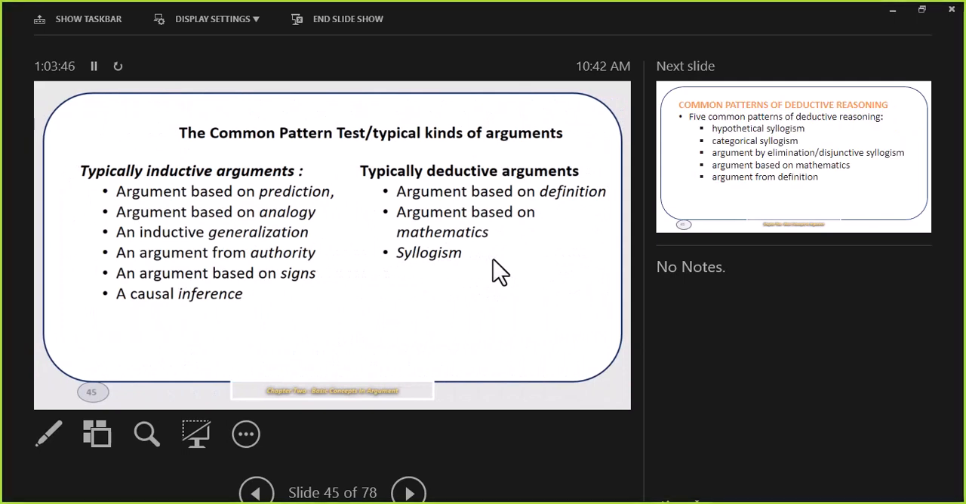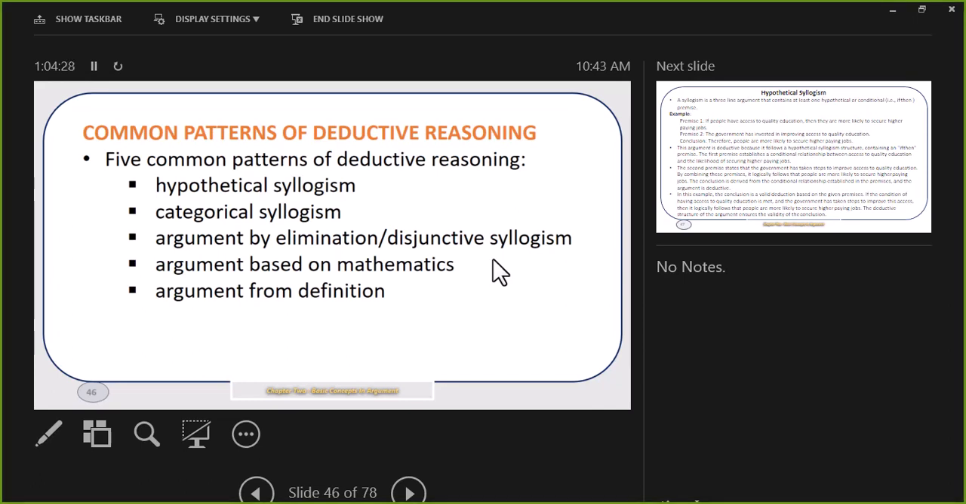Common pattern test is the most widely and popularly used technique to distinguish inductive arguments from deductive arguments. There are certain passages commonly associated with inductive arguments and others commonly associated with deductive arguments. Arguments based on prediction, analogy, generalization, authority, signs, and causal inference are commonly inductive. Arguments based on definition, mathematics, and syllogism are commonly deductive. The common pattern test is the technique we shall use to identify inductive and deductive arguments.